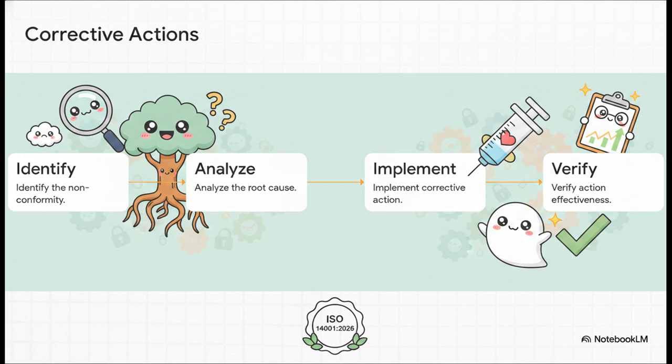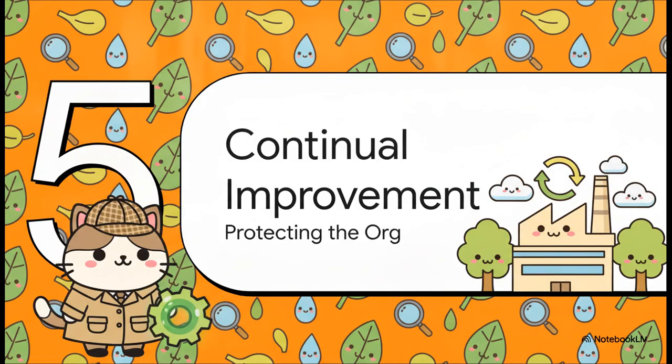ISO 14001:2026 makes it clear that you can't just close out a corrective action in your software and call it a day. You have to conduct follow-up audits to prove, with actual data, that your fix successfully prevented the issue from coming back. Which leads us perfectly into Section 5, continual improvement and protecting the organization.